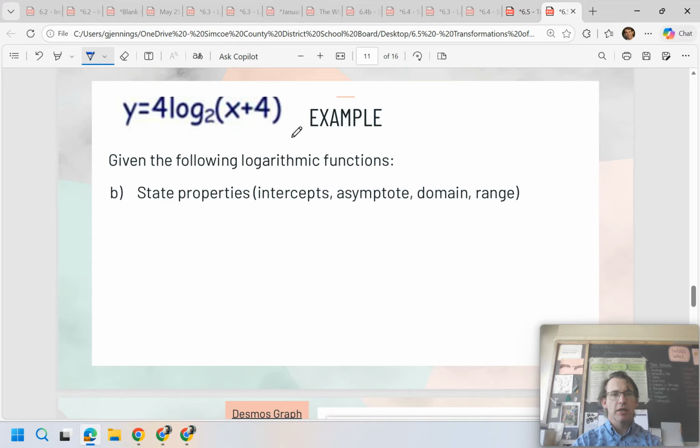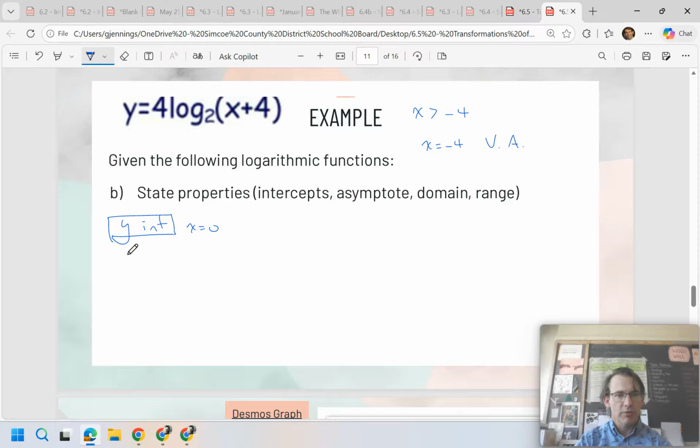Okay, this one, our asymptote: x must be greater than -4. So x equals -4 is our vertical asymptote. Cool. All right, this time we are going to get a y-intercept and an x-intercept, because it's now going up this way. So we're going to find both of those. For our y-intercept, just set x equal to 0.